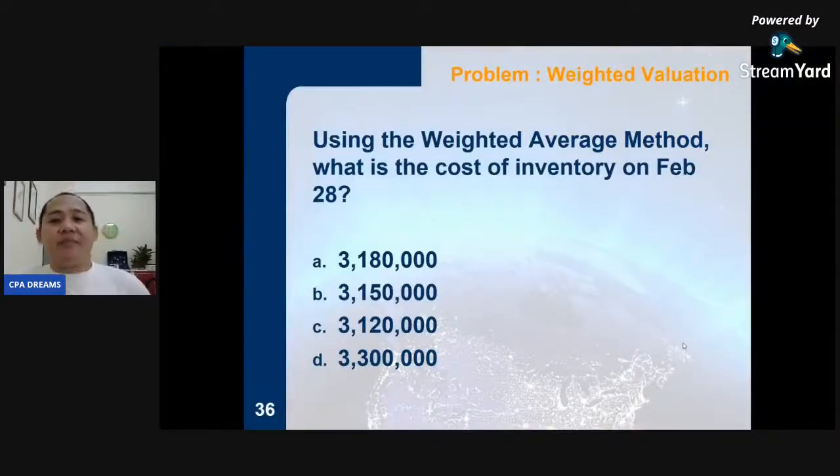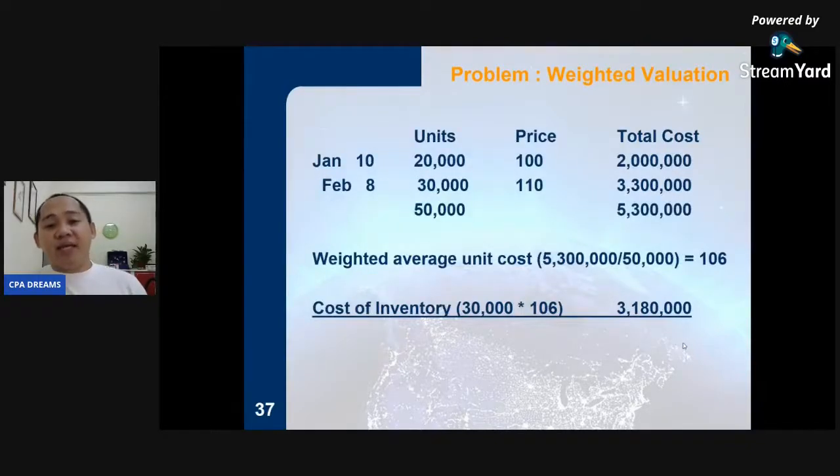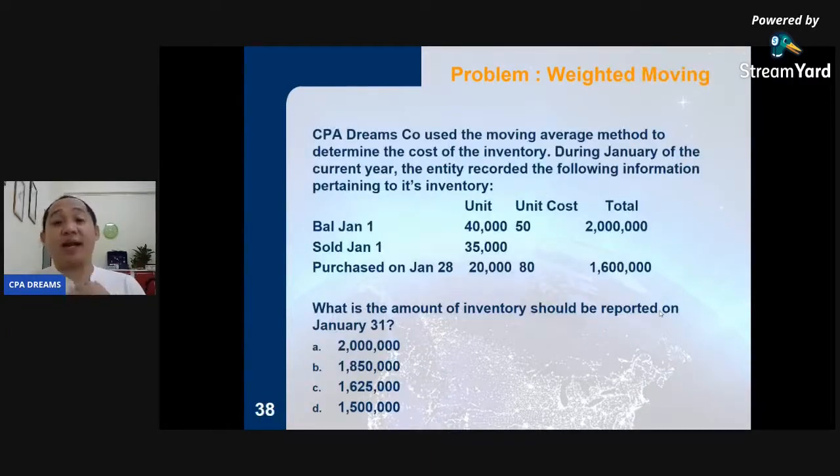Okay, so ang answer, of course, alam na natin, nakita na natin. Answer is A. Okay? So, ito yung calculation niya: 20,000 units at 100, 2 million. February 8, 30,000 units at 110, 3,300,000. Then, 5,300,000 divided by 50,000 units, 106. Ang cost of inventory, which is 30,000 multiplied by 106, that is 3,180,000. Okay, so yun yon. Madali lang. So, alam mo na yan. Okay, next. So, another one.